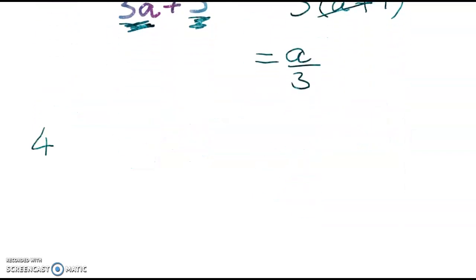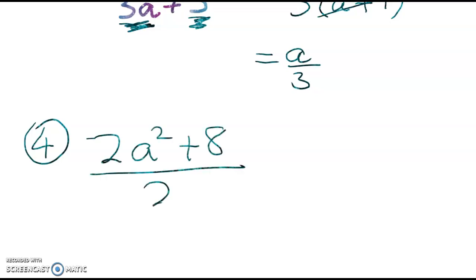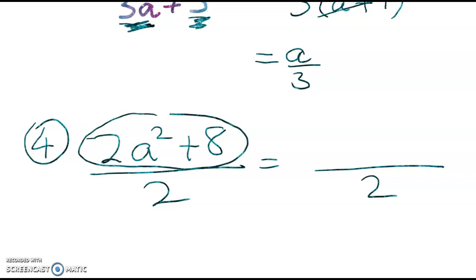Question 4. 2a squared plus 8, divided by 2. Well, there's clearly nothing I can do to simplify 2. But in the numerator, always systematically look at your constants and your coefficients, right, your numbers, and see if there's a common factor here. Well, the highest common factor here is going to be 2.